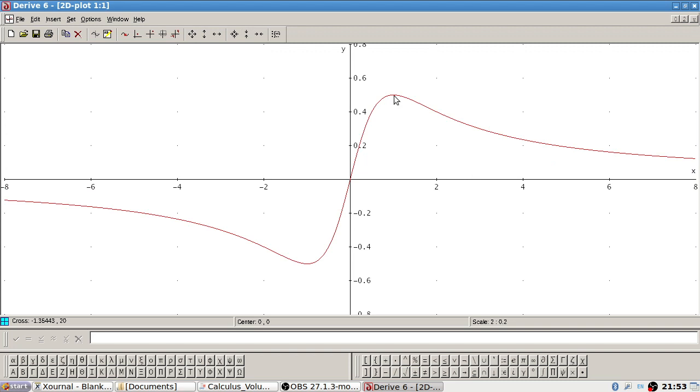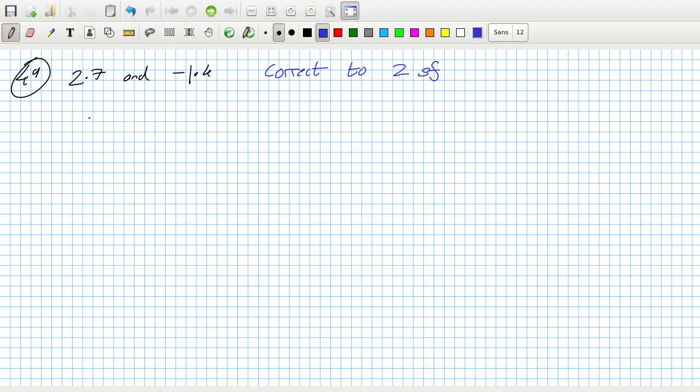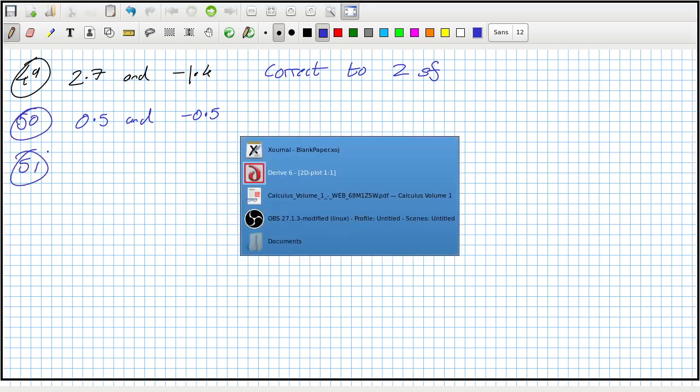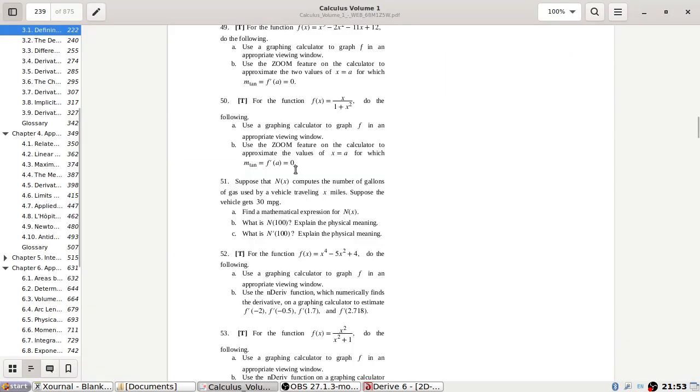So looks like about, that's got to be 0.5 and minus 0.5. So we'll say 0.5 and minus 0.5. Okay. 51.